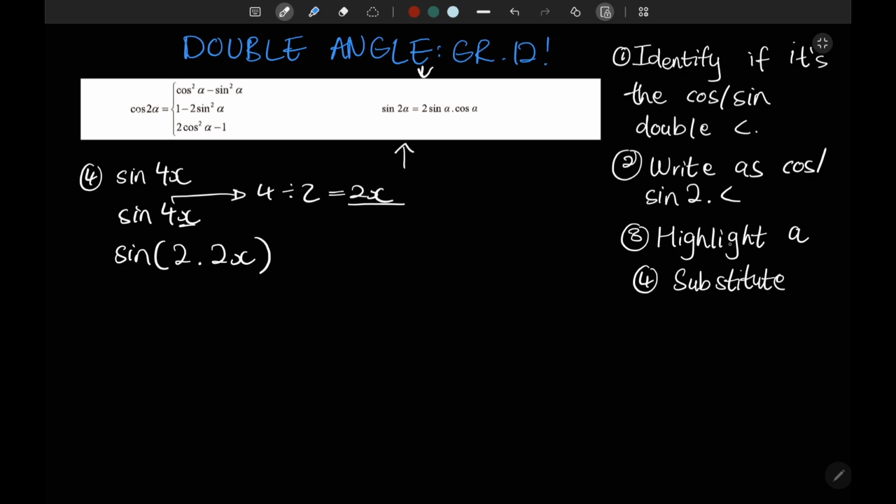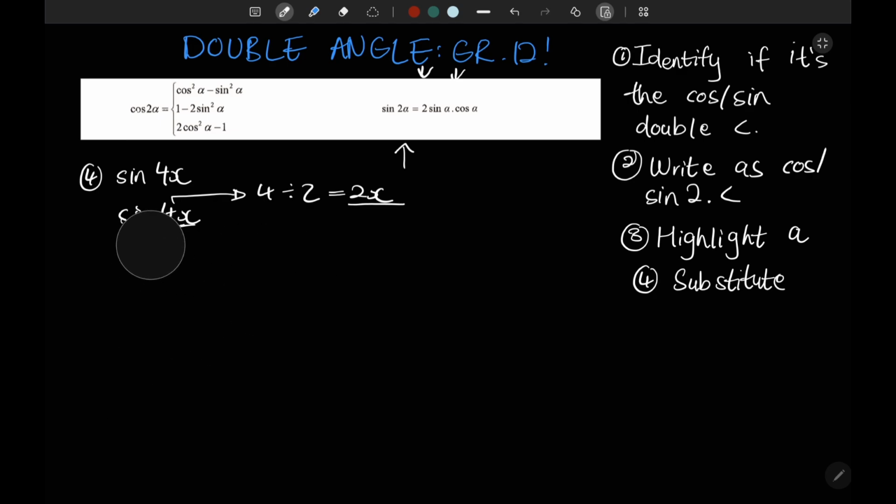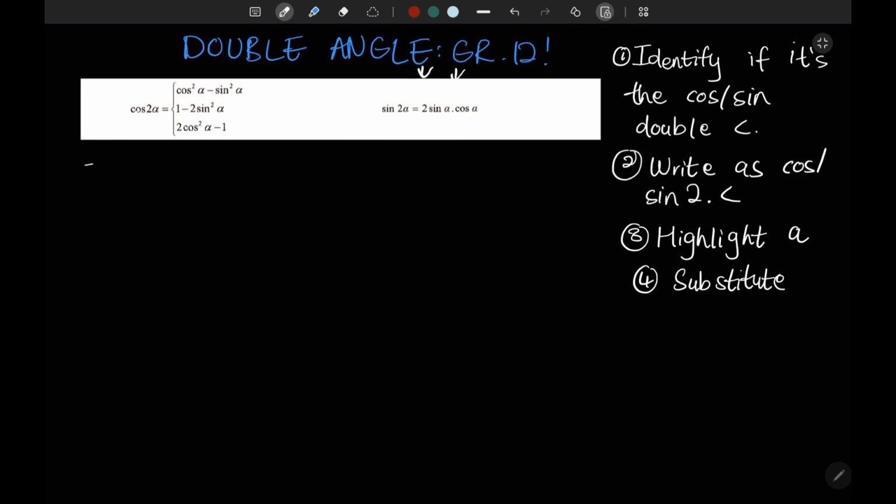Okay. What's the third step? Highlight your alpha. Here we have sine 2 alpha. So your alpha is 2x. Step 4, substitute. The formula for your double angle that's on your information sheet is 2 sine alpha times cos alpha. So you write this 2 sine, what is your alpha? 2x, times cos, what is your alpha? 2x. And that is how you substitute the sine double angle. This one is easy. We don't have a lot of options. It's just one option.